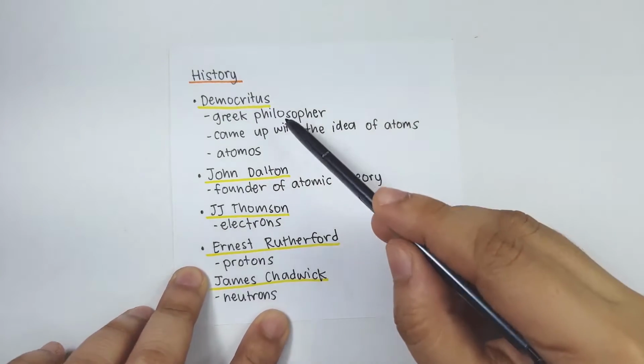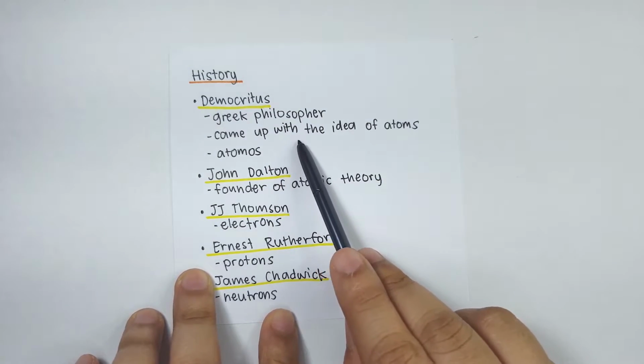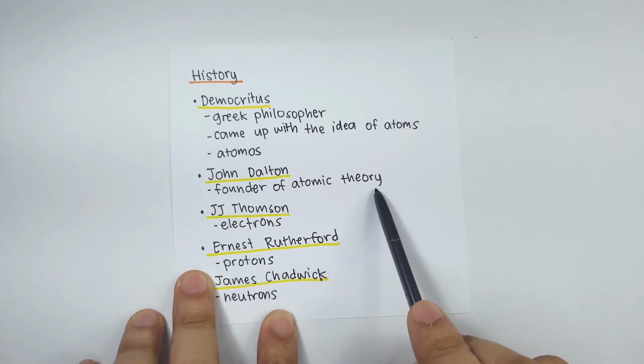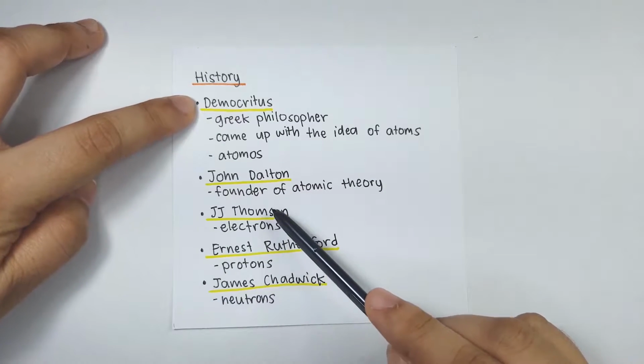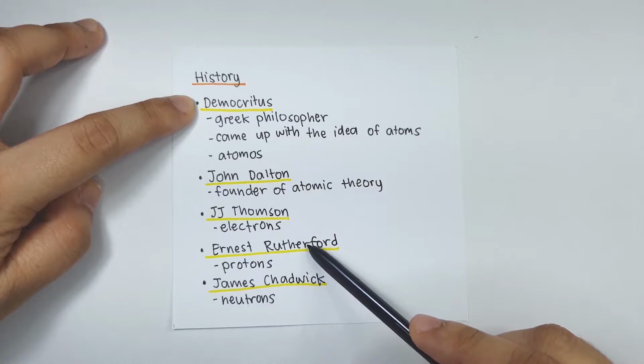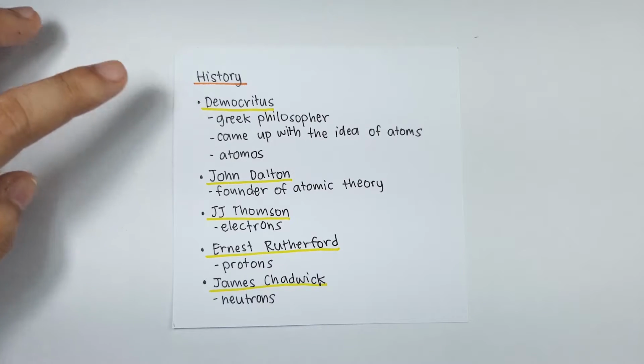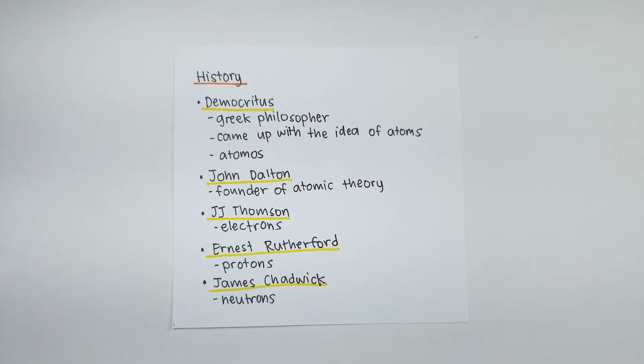Si Democritus ay isang Greek philosopher who came up with the idea of atoms or atomos. John Dalton is the founder of atomic theory. J.J. Thomson discovered electrons. Ernest Rutherford discovered protons. And James Chadwick discovered neutrons. And that's it. Bali tong short version na ito is para dun sa mga tinatamad na and gustong direct to the point na lang, which is okay lang. But I suggest you finish the video and listen to my extended version para at least, di ba, mag-make sense yung mga names na minememorize nyo.